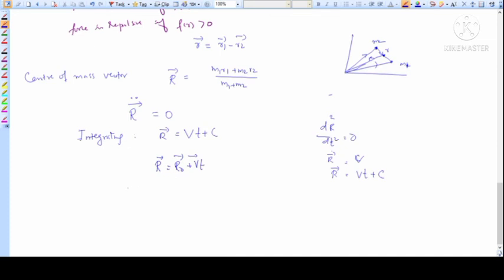R0 and V depend on the choice of coordinate system. The values of R0 and V depend on which coordinate system we are choosing and on the initial condition. If the initial value of R is R0, then R is equal to R0 plus Vt. And now we have to find the equation of motion for small r.